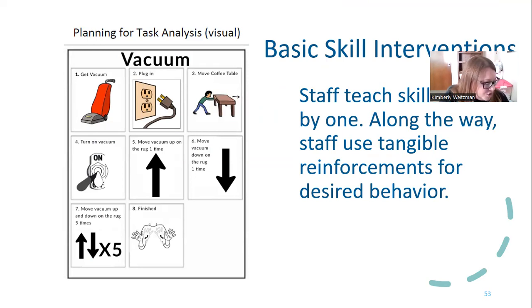This is page 2 of handout 3.2, what you see here on the screen, showing step-by-step, what does it mean to vacuum? What does that all involve? What is the expectation of that skill being complete? So staff will teach skills along the way one by one, using those reinforcers that we talked about earlier. It doesn't have to be a cookie. It could be spending time with the client, playing a game with the client, use what is motivating for your particular client. But that is a great way to sort of shape behavior, mold behavior, and teach the skill as you go.